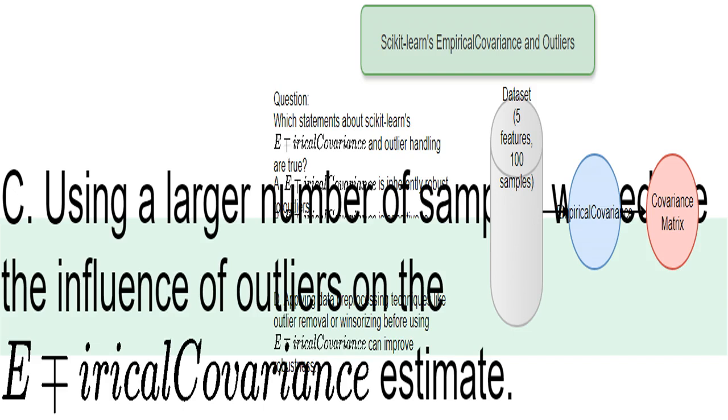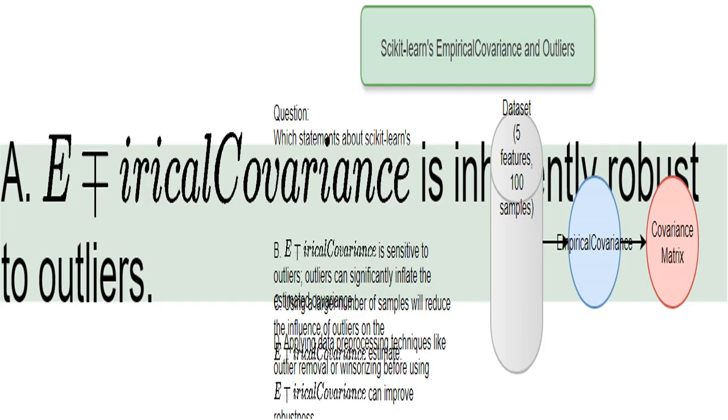I'll evaluate whether simply having more data points reduces the effect of outliers on the covariance calculations performed by empirical covariance. The more data you have, the less influential individual outliers might be. However, it doesn't completely remove their effects. I'll analyze if the empirical covariance method is naturally resistant to the influence of outliers. This is a fundamental property of the method that I need to understand.